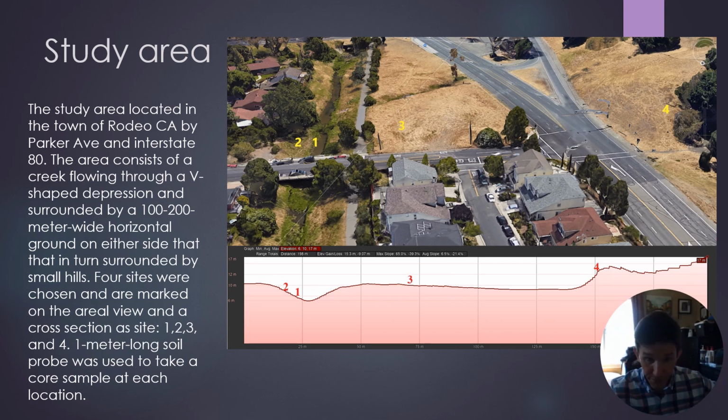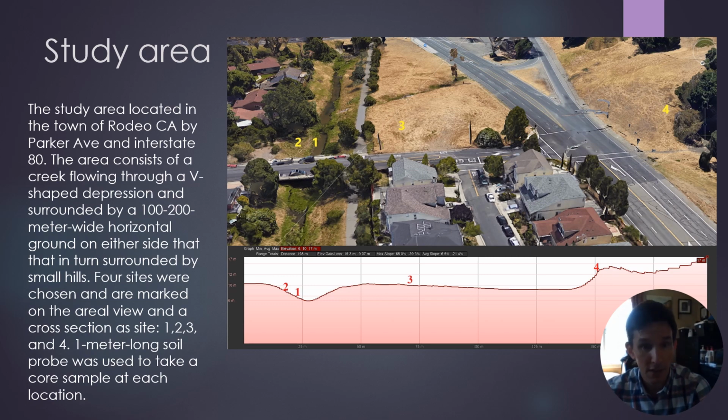And it flows in this V-shaped depression, V-shaped channel, and to the left and to either side of the channel, as we can see on a cross section, we have this flat area that is presumed to be a floodplain of a river, where deposits would eventually accumulate from the creek overflowing occasionally, and by the erosion of the hills that are on either side beyond this flat area.